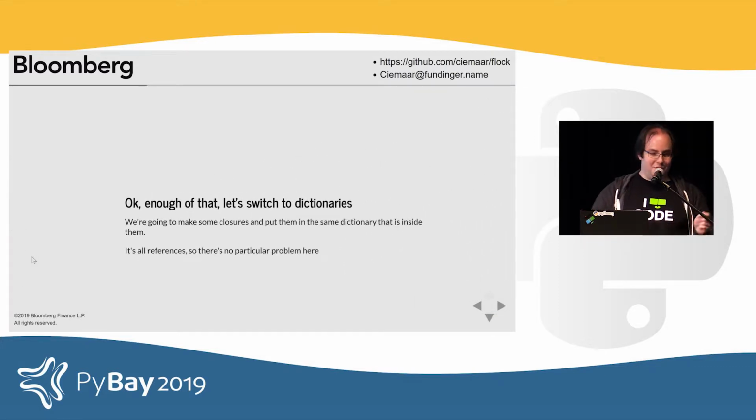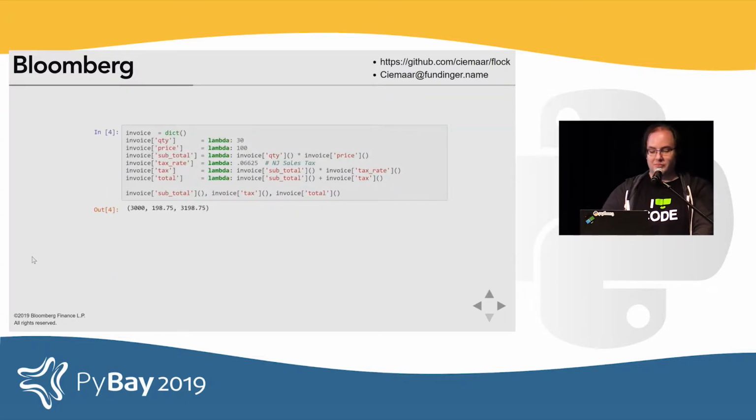Okay, enough of that. Let's switch to dictionaries. We're going to make some closures. We're going to put them inside a dictionary. We're going to put the same dictionary inside of that closure. It's all references, so we can totally do that. We'll go ahead and take an example here. It's like a sales slip, an invoice, whatever. A bunch of these constant lambdas.